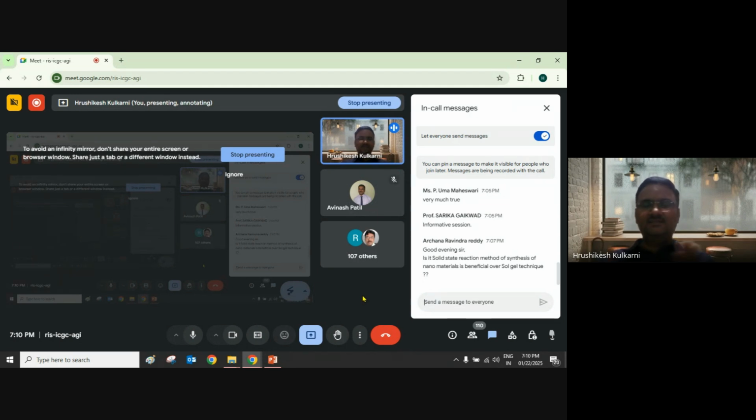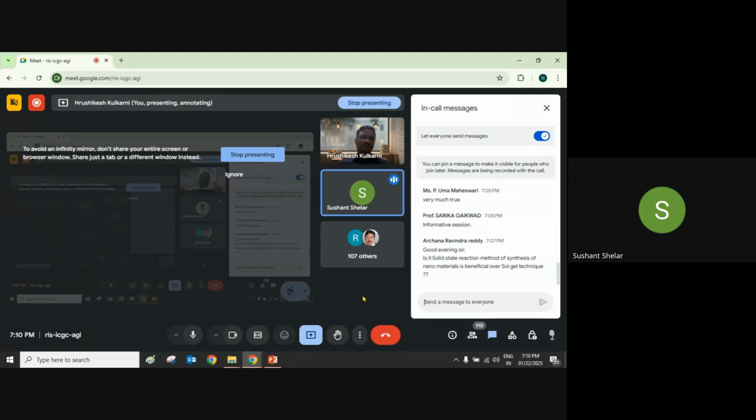And as I said, every method has some advantages and disadvantages. No method is perfect, no method is wrong. So based on your requirement, you can select the method which has both the things together. Archana Reddy, madam, have you got your answer?